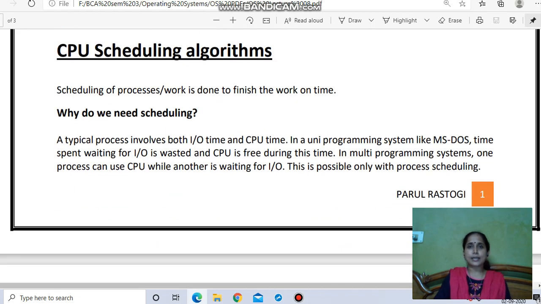Now we are moving on to the next topic, as you can see on your screens, CPU scheduling. There are various kinds of CPU scheduling algorithms. Before I start with each one of them, let's talk about what we mean by scheduling and why we need CPU scheduling at all. We say that scheduling of a process or work is done to finish the work on time.